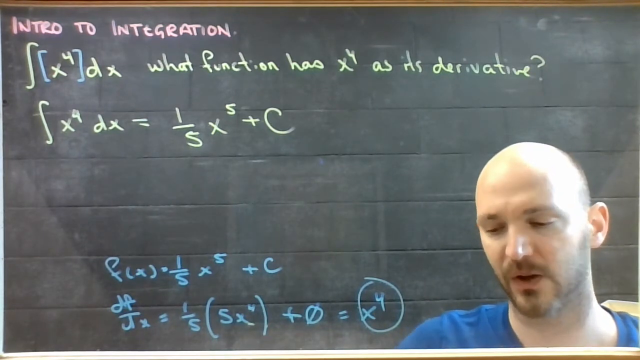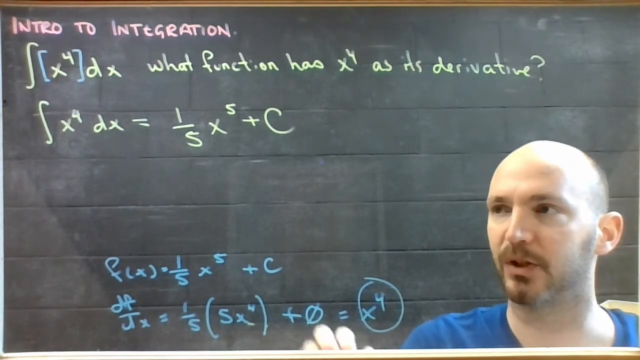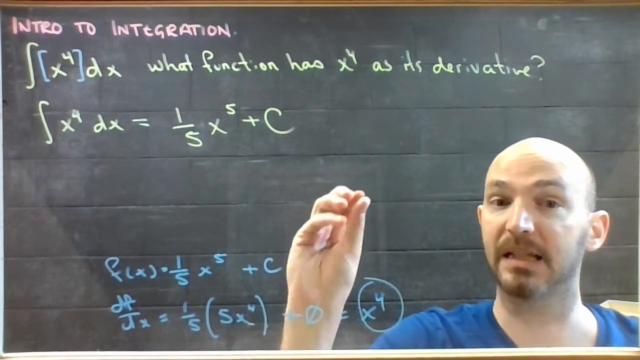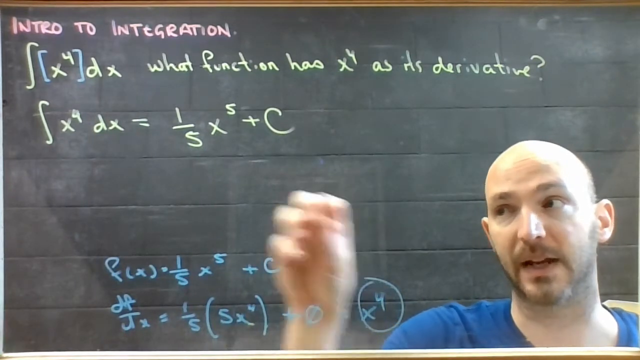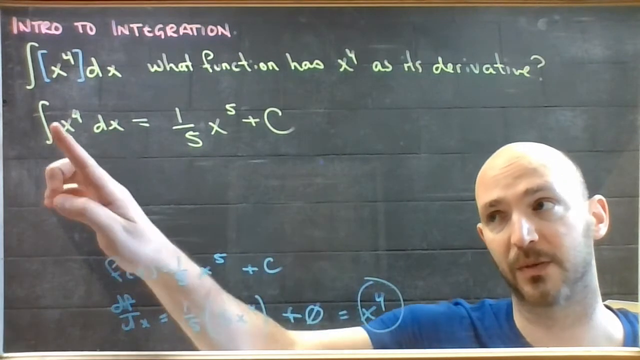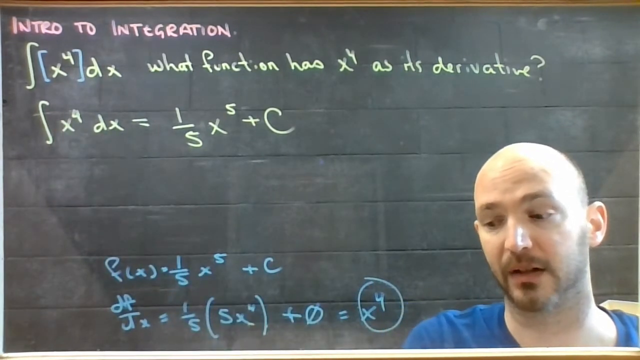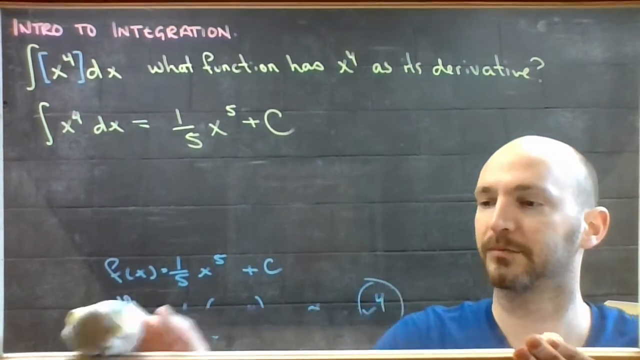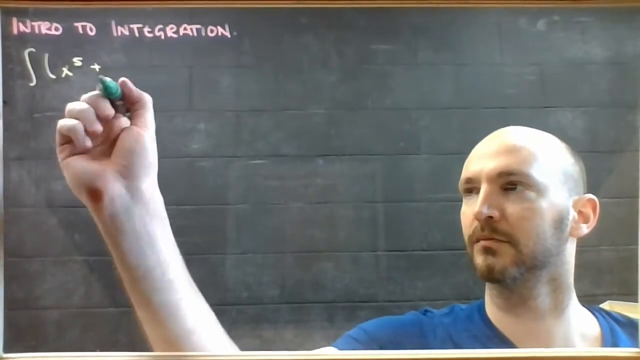All right, so it's a bit of reverse engineering, right? You take a look at the function you're trying to get. You think of the base function that generates this as a derivative, and then you tweak the coefficient in front in order to make sure it matches the number in front here. So let's erase this and we'll give another one a try.